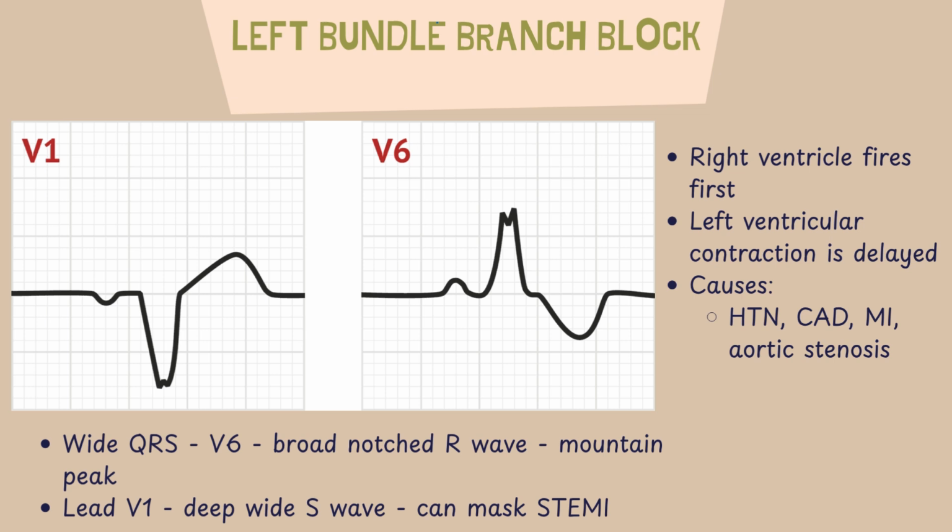In leads 1, AVL, V5, and V6, we'll see broad, notched R waves. So they're broad, and there's a little notch, kind of like mountaintops, because the left ventricle activates late and unevenly. In leads V1, V2, we see a deep, wide S wave because the depolarization is moving away from the right side leads. What can cause a left bundle branch block?